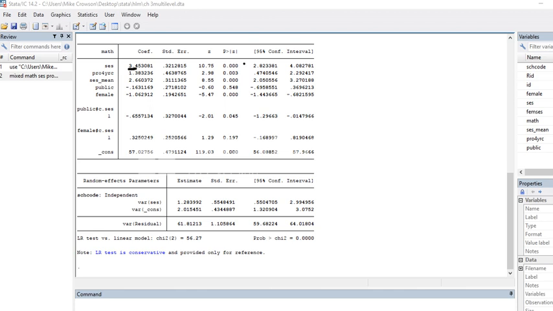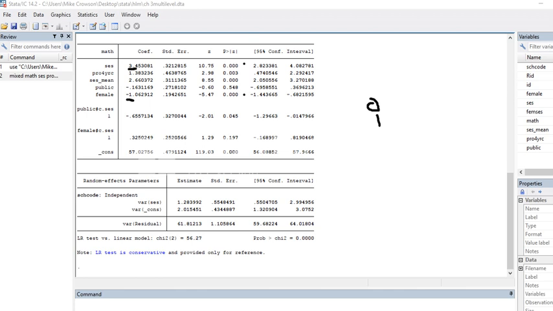That predictor was significant. In terms of the female variable right here, you can see it's a negative coefficient. We coded males 0, females 1. So the negative coefficient indicates that males were performing better on math achievement than females. That coefficient was statistically significant.